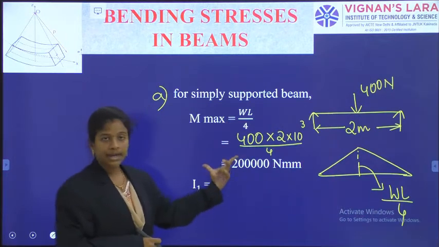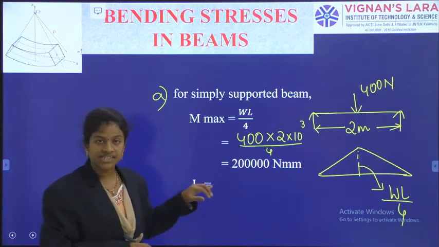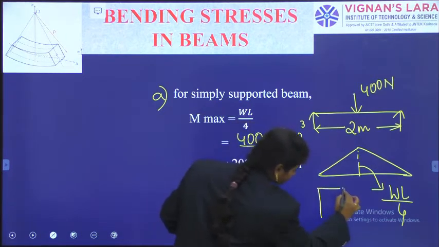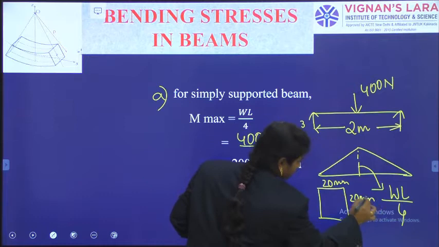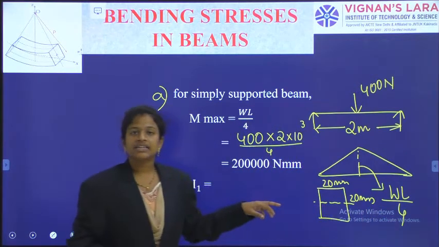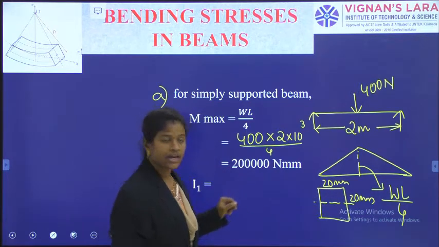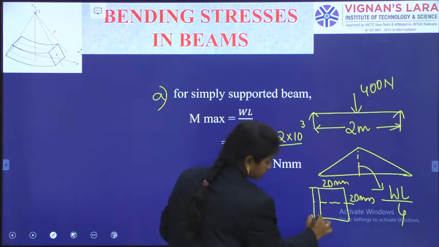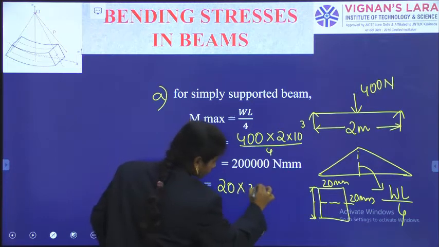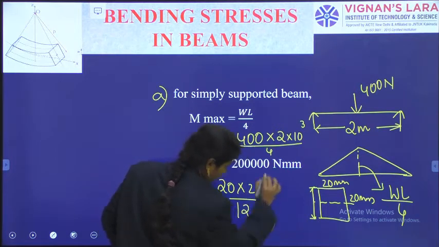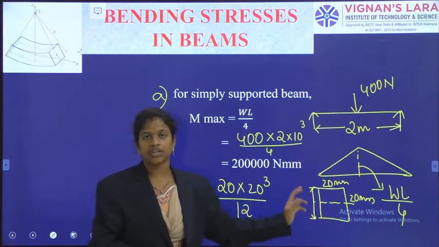So, this is my maximum bending moment occurring onto the section, and then the moment of inertia of the section. As we have observed, a square beam of 20 mm by 20 mm, and for squares the neutral axis or the centroidal axis passes through the same line, at the center of the depth. So with dimensions, b d cube by 12, so 20 into 20 cube by 12. This is the moment of inertia of the section when it is simply supported, having sectional dimensions of 20 mm by 20 mm.